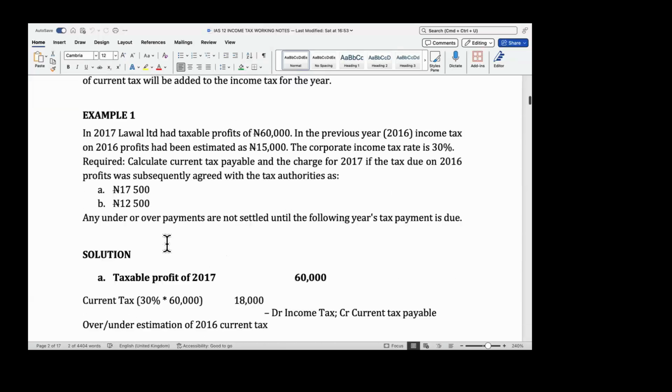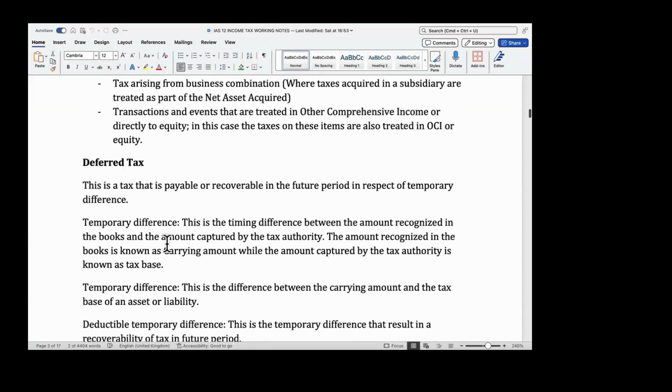Then we went on to deferred tax. You see, while current tax is tax payable or recoverable in current period in respect of taxable profit, deferred tax is tax payable or recoverable in future period in respect of temporary difference. That means that the major thing we needed to learn in deferred tax was how to determine temporary difference. When we're able to determine that, then apply 30% on that, it gives you your deferred tax. So it now depends on whether that temporary difference will result in a taxable temporary difference, which results in a deferred tax liability, or a deductible temporary difference, which results in a deferred tax asset.